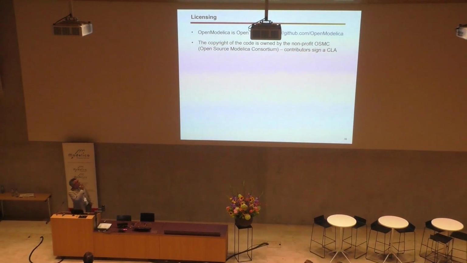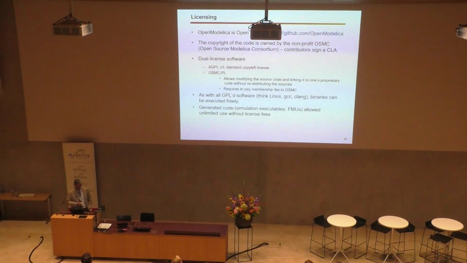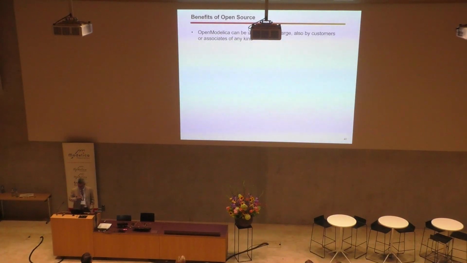2 words about licensing. OpenModelica is open source. The code is owned by the nonprofit Open Source Modelica Consortium. Contributors assign a CLA. We have a dual license software. You can use it as GPL, basically. Or if you join the consortium, you can also use it to modify the code and link it, compile it with your own proprietary software without the GPL provisions. Binaries can be executed freely, as with all GPL software, and also the generated code can be generated freely.